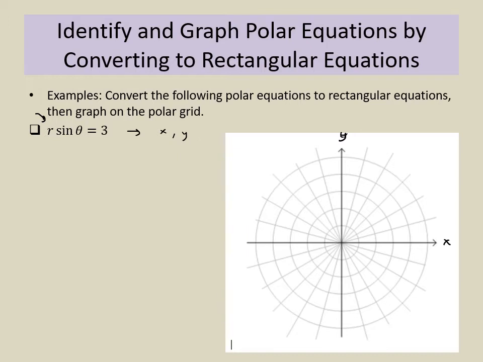But for now, I want you to go ahead and pause the video. Look at this. We have r sine theta is equal to 3. How do you convert this part that has r and theta into x and y instead? If you've forgotten, go back, look at the previous slide, and then convert this. What would this equation be in rectangular coordinates? Once you convert this, you should know how to graph it in the regular XY coordinate system.